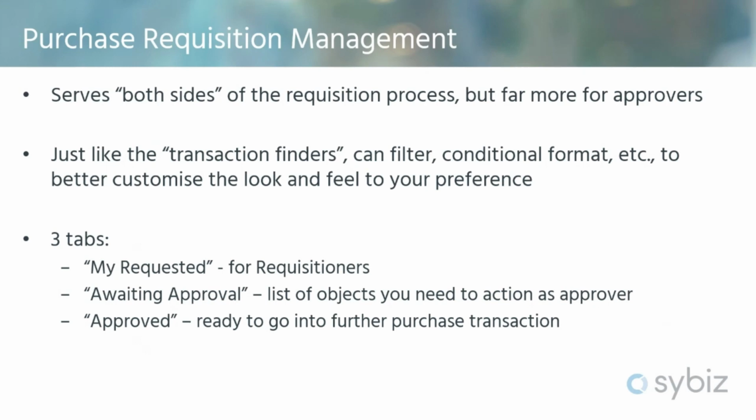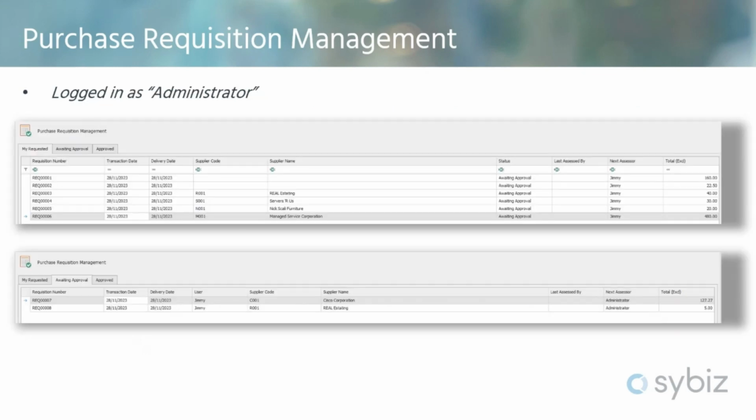There's three tabs on the grid. My requested is probably what you're going to use the most as a requisitioner, or someone who's asking for things. Awaiting approval is probably again the key grid you're going to use as an approver. And approved is going to be a bit of extra functionality to easily get those approved requisitions into orders.